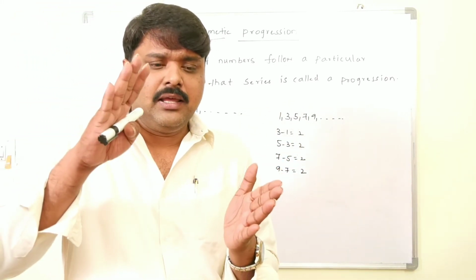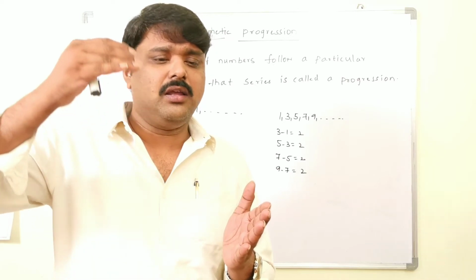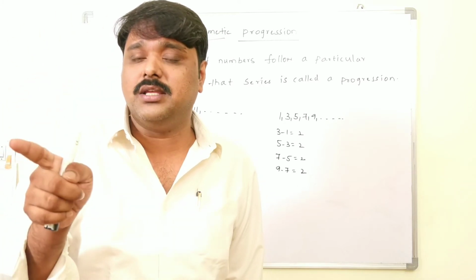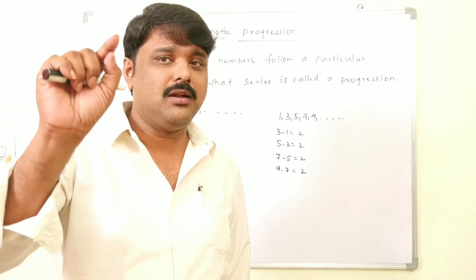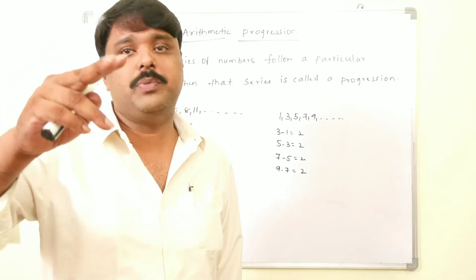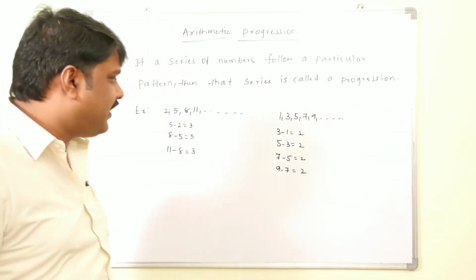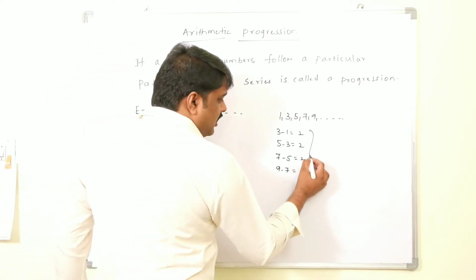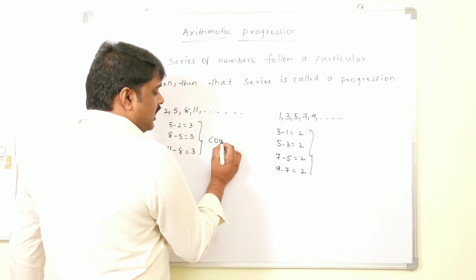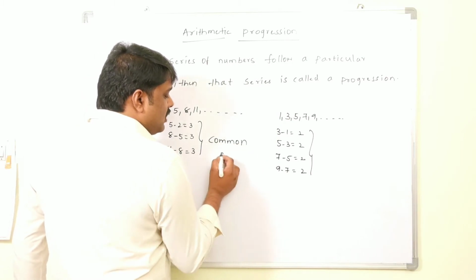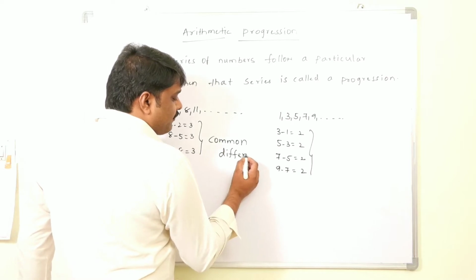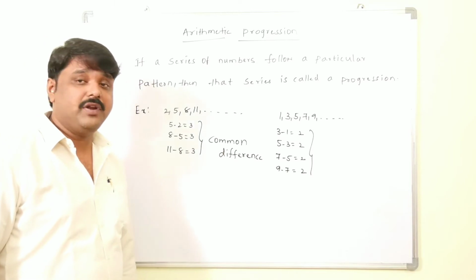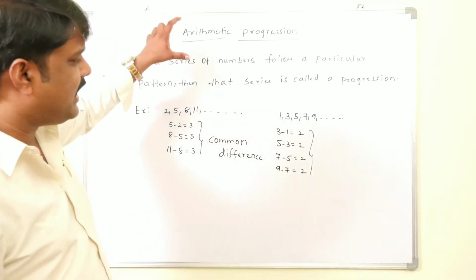That means each number differs from its successive number in the entire series by a single number. The difference should be the same, and since the difference is common in the entire given series, we call it the common difference.